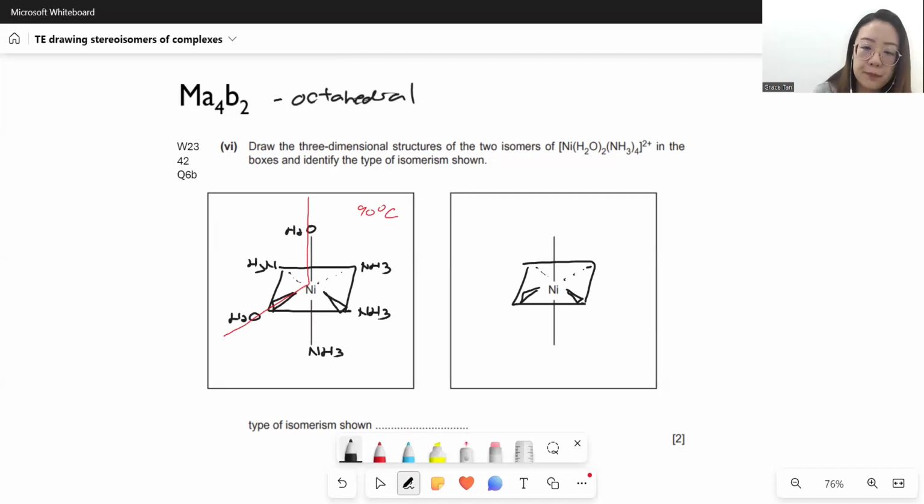Now let's do a trans. Now trans for the diaqua, can you see my oxygen is pointing to the dotted line? Because oxygen is donating the lone pair, must be very careful. So this is 180 between the 2 ligands.